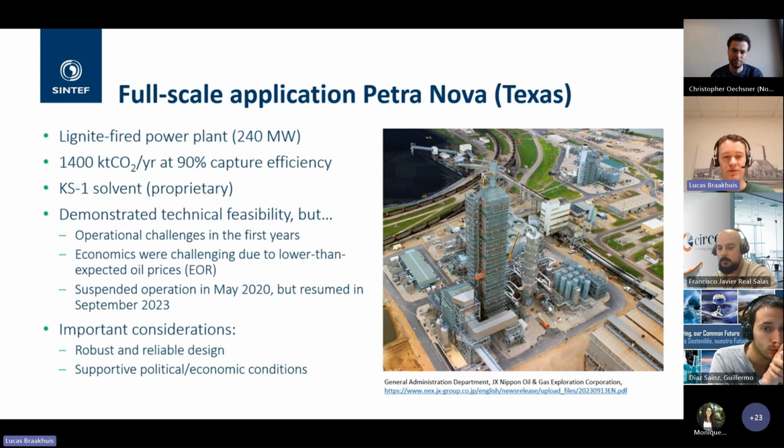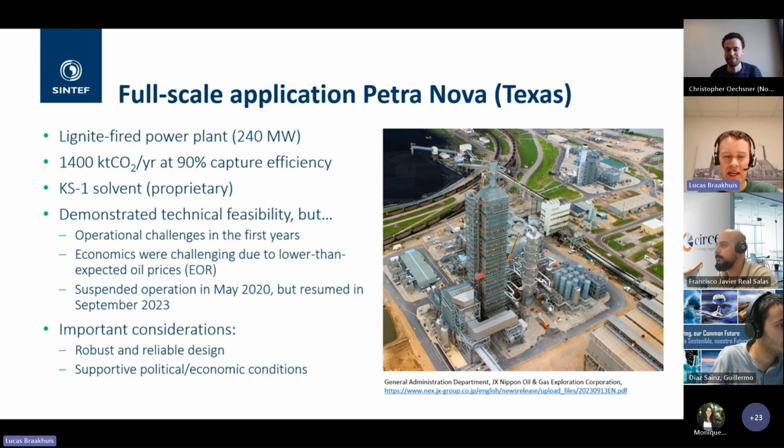So I'd just like to give you now an overview of one of the applications. Maybe some of you are familiar with it. It's the Petra Nova carbon capture facility in Texas. You can see on the image on the right, the big square tower here, that's the absorber column. So this is where the CO2 is removed from the flue gas. And the smaller column to the right here, that is the stripper column, where the CO2 is removed from the solvent again.